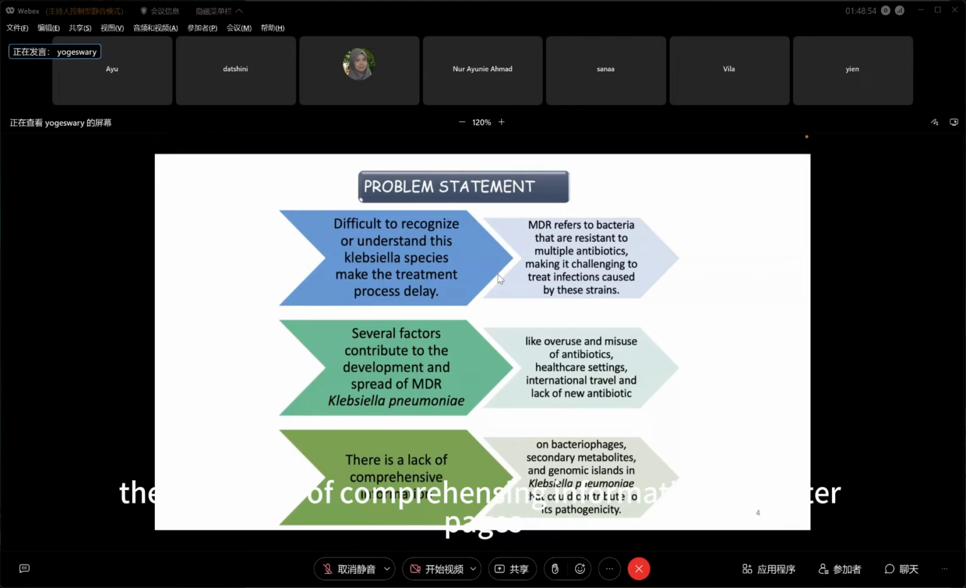And the third one, there is a lack of comprehensive information on bacteriophages, secondary metabolites, and genomic islands in Klebsiella pneumoniae that could contribute to its pathogenicity.